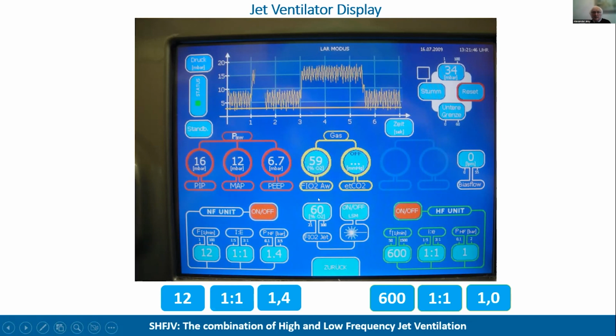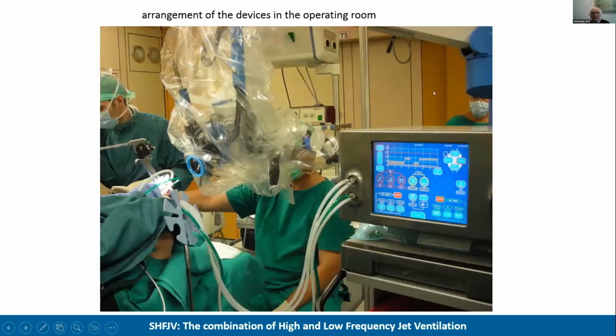And here in the middle, you can see the oxygen concentration. When we use the laser surgery and the oxygen concentration is too high, the respirator can automatically reduce this high oxygen concentration to 40%. And here right is the limit for the pressure. You can adjust the high and the lower pressure. In this case, when the pressure is more than 34 millibar, the ventilation stops. And here you see the clinical situation in our operation room. On the right side is a ventilator, on the left side the patient, and behind the microscope the surgeon.